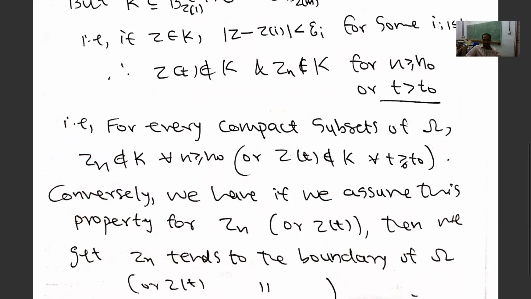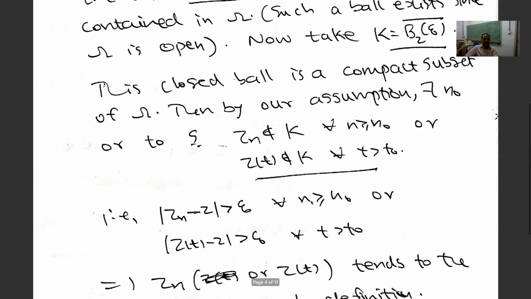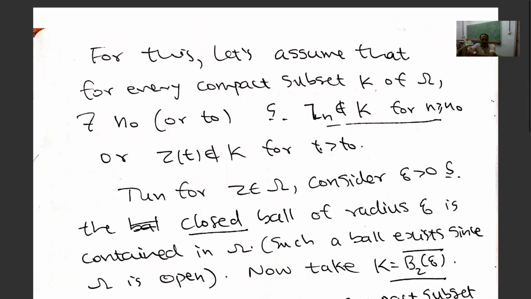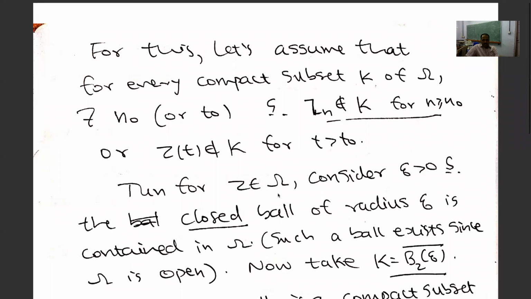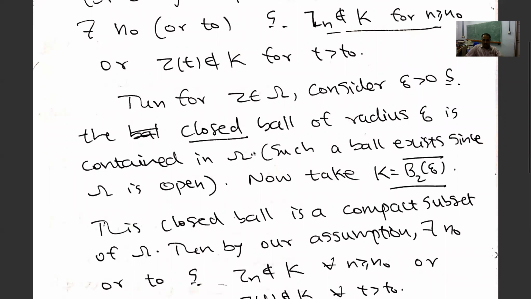You start from the assumption that for every compact set you have this property. That means it leaves after a certain stage, either Zn or the arc. We will prove that Zn tends to the boundary. The same for the arc. So you start from an element in omega and consider epsilon greater than 0 such that the closed ball of radius epsilon is fully contained in omega. Since omega is an open set, such a ball always exists.